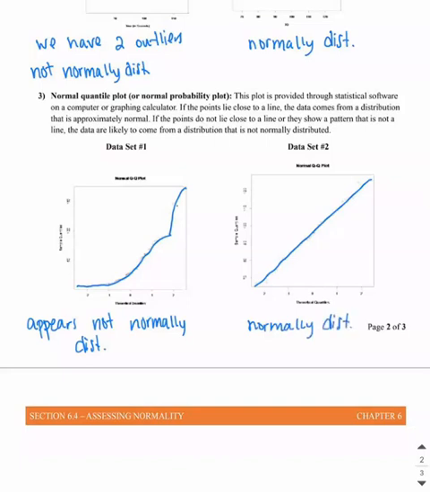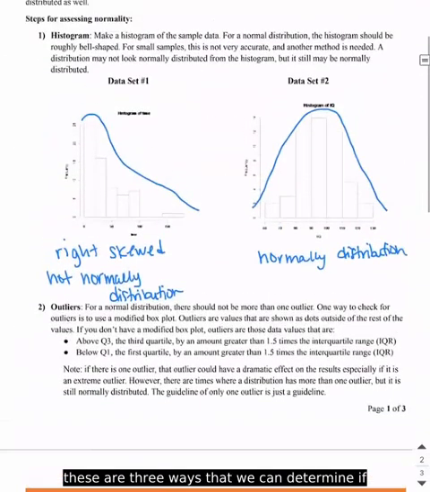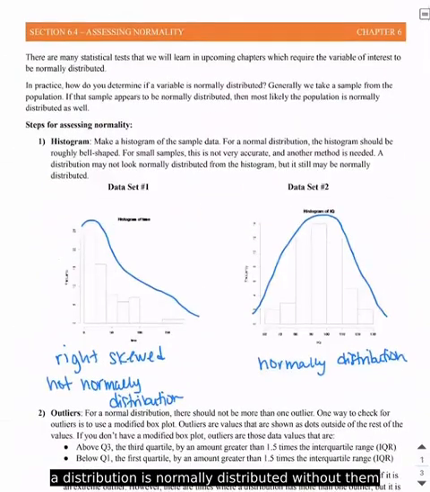So if we scroll back up, these are three ways that we can determine if a distribution is normally distributed without them actually telling us that it is normally distributed. We can look at the graphs and then go from there.